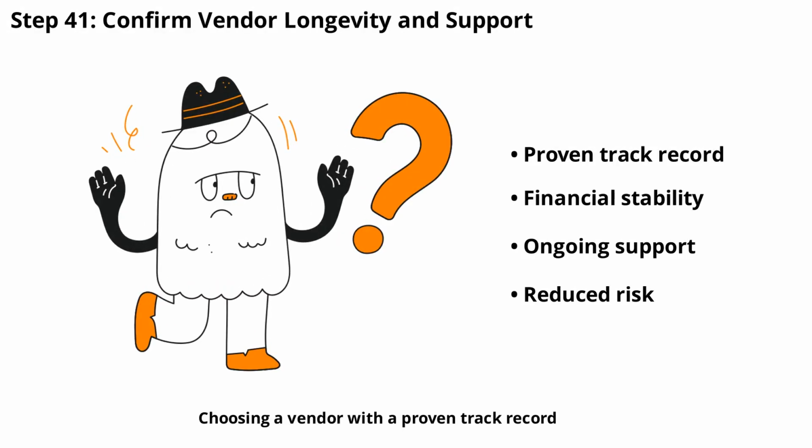Choosing a vendor with a proven track record and long-term viability is important for your startup's stability. Research how long the company has been in business, their financial health, and their commitment to ongoing support. A stable vendor reduces risk and ensures you'll have support for years to come.